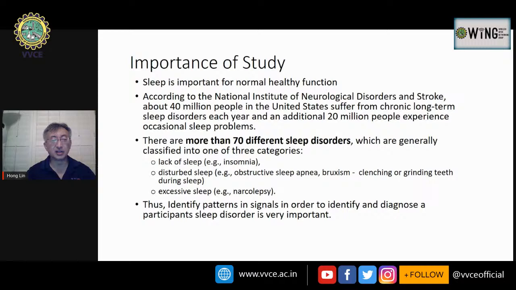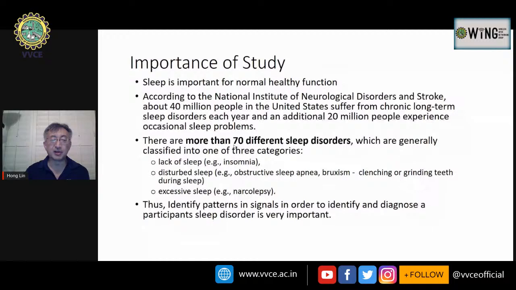There are some statistics about the problem. For example, in the United States, there are about 40 million people that suffer from sleep disorder, and an additional 20 million people experience occasional sleep problems. It is said that over 50% of people have more or less sleep problems, so sleep disorder becomes a public healthcare issue.